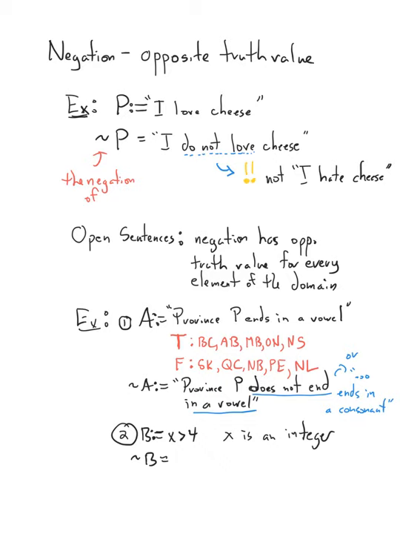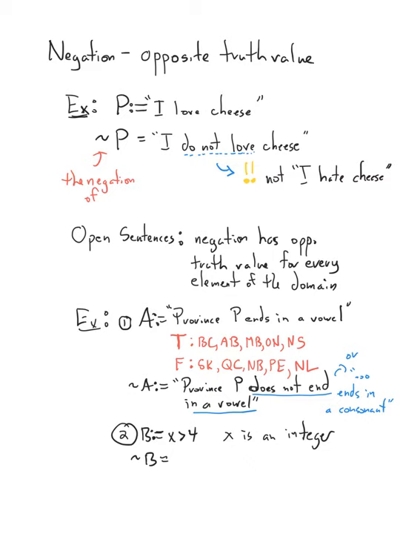In this video, we're going to talk about the idea of negation of sentences and statements. A negation is just a sentence or statement where you have the opposite truth value. For statements, it's pretty easy. Here's an example of one.